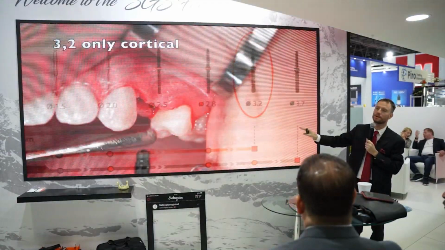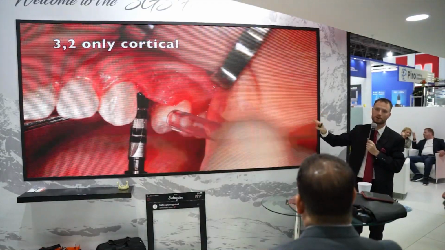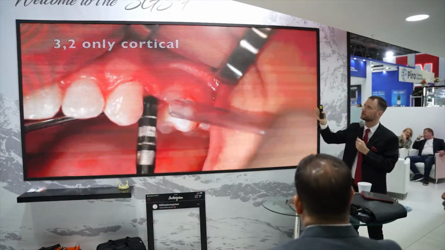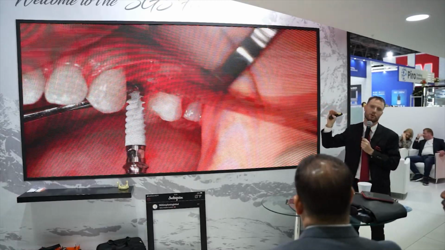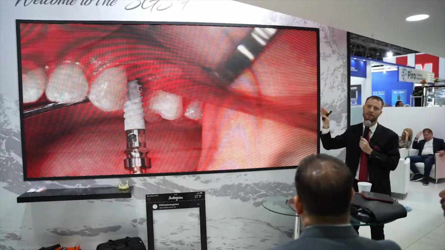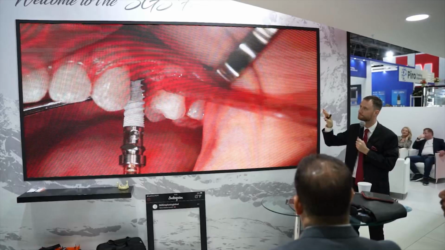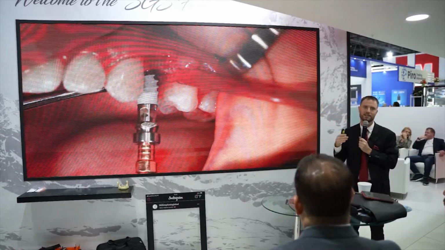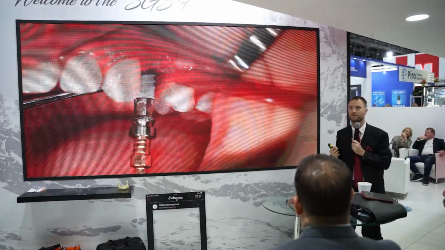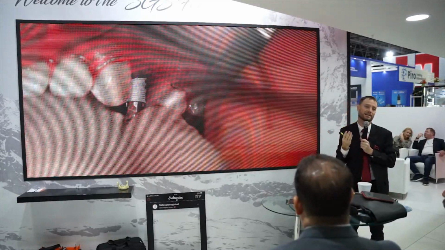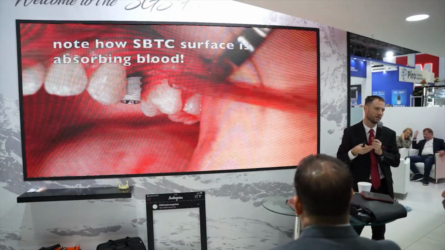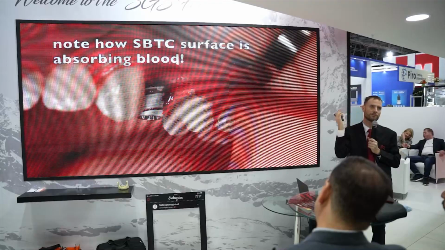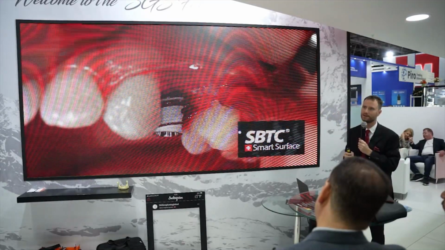Depending on the situation, whether we have hard bone or soft bone, the protocol will be different. This is softer bone, this is maxilla, so with the 3.2 we only do a cortical drilling, because for the 3.75 implant that's more than enough. As you see, placing the implant is quite easy. We all know it has a very aggressive thread, so it's basically self-tapping, so I don't need to do too much for preparation.